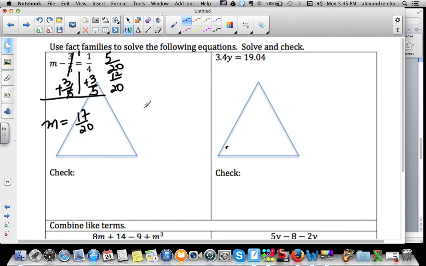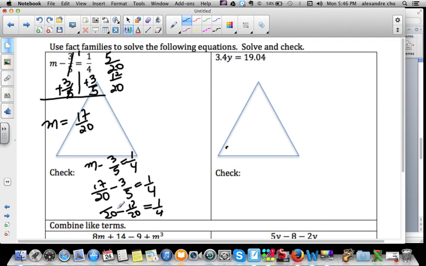Okay? And then you substitute, you still got to do the check. m minus 3/5 equals 1/4. You just found that 17 over 20 was m, minus 3/5 equals 1/4. If you actually do the calculations here, you get 20 and 20, and 4 times 3 is 12, and that's 17. So 17 minus 12 gives you 5 over 20, which equals 1/4. Is that true? Yes, it is, because 5 over 20 simplified is 1/4.